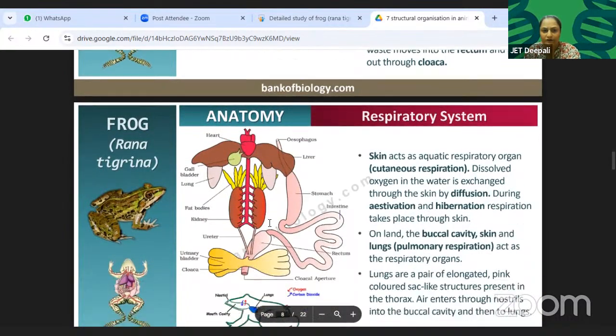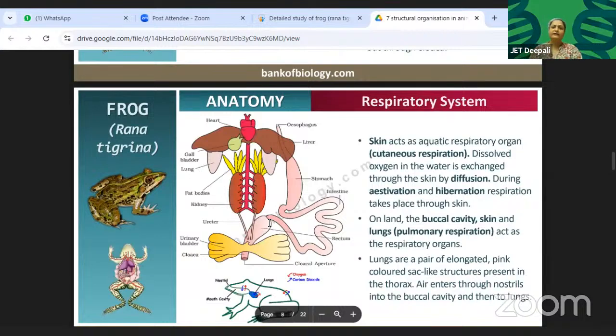Now frog. Again, anatomy. Okay, so now we are studying about the respiratory system. Skin acts as aquatic respiratory organ, means cutaneous respiration. Okay, dissolved oxygen in the water is exchanged to the skin by diffusion. During aestivation and hibernation, respiration takes place through skin. On land, the buccal cavity, skin and lungs, that is pulmonary respiration, act as the respiratory organs.